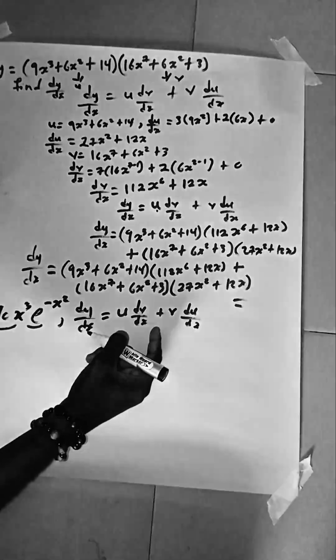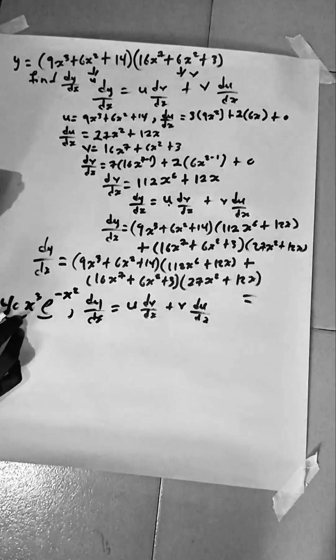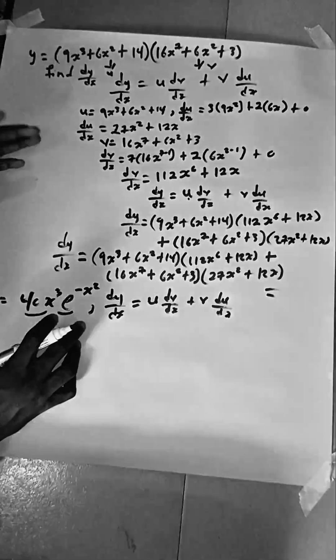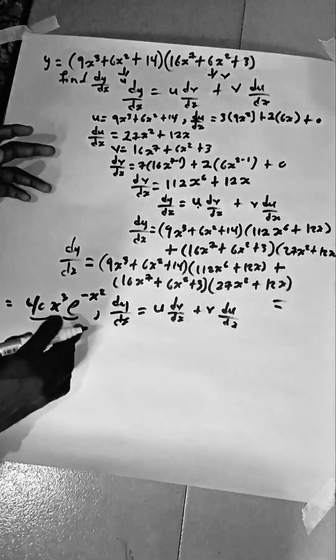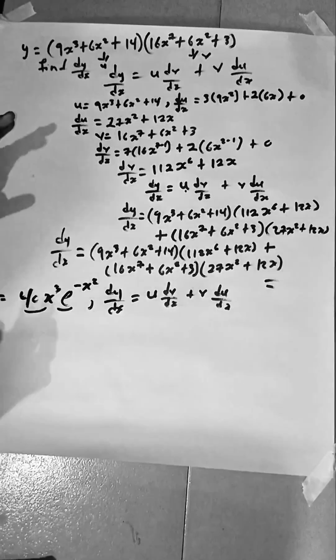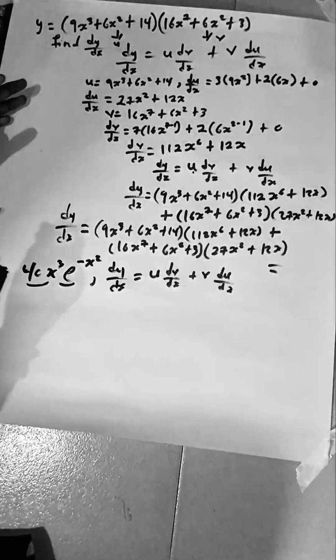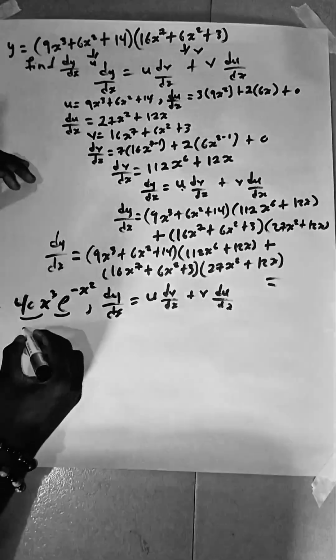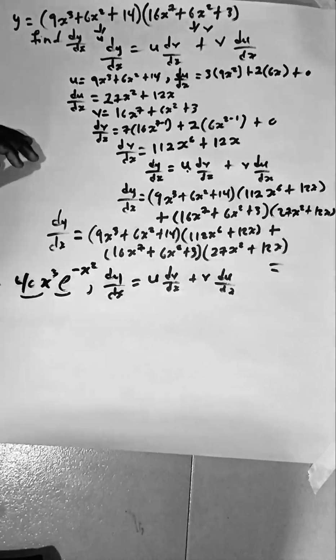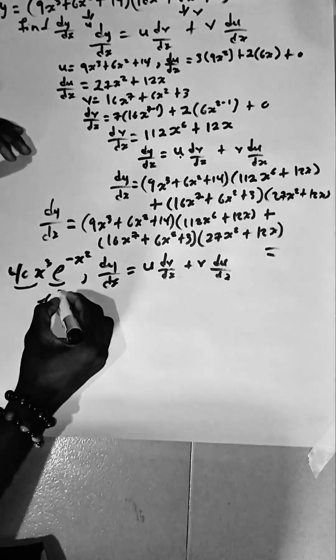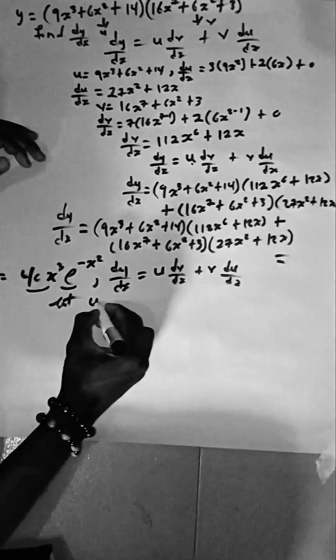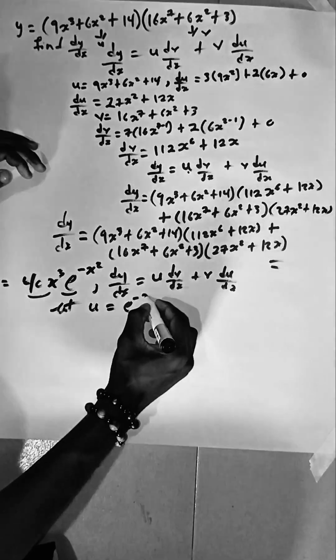Don't forget this formula. So let's choose one function to be our u and the other one to be our v. It doesn't really matter. You can choose any one to be your u and v. The order doesn't matter in the product rule. So let's change the order for this question. So let's say u equals e to the minus x squared.